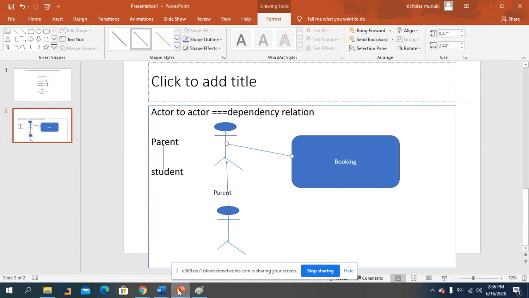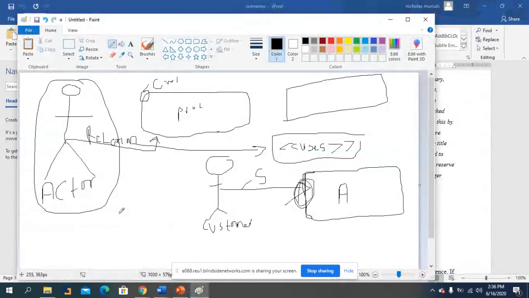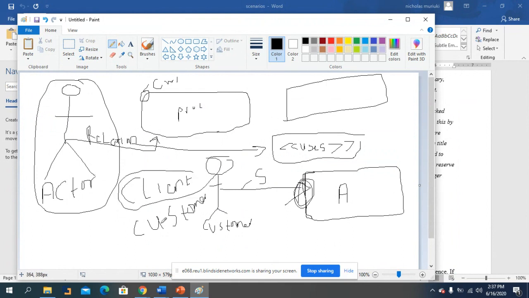And maybe we can say we have a client. We have a client as a class. And then we can have a customer. So in this case, what we are saying is we have a client and a customer, where the client can be a customer.